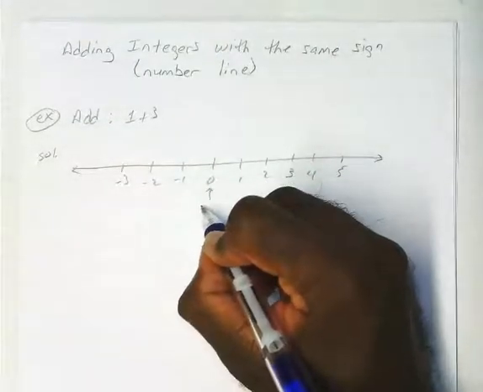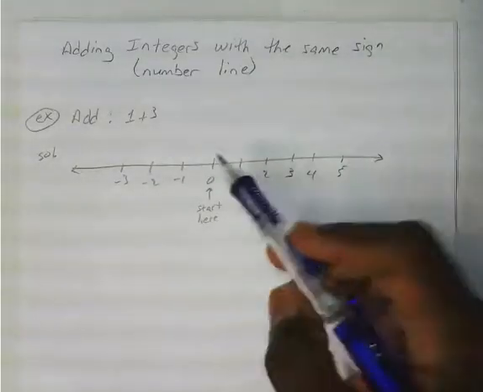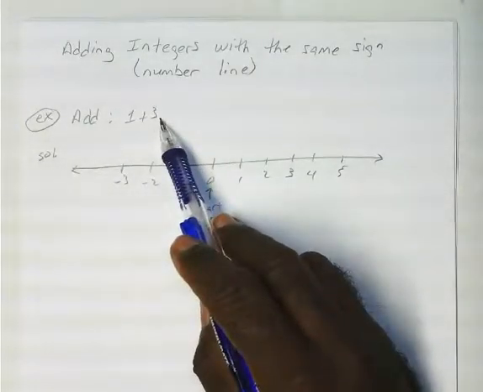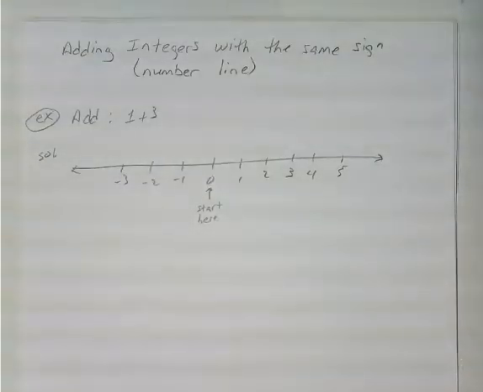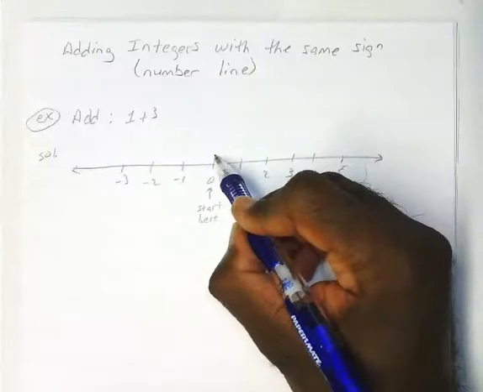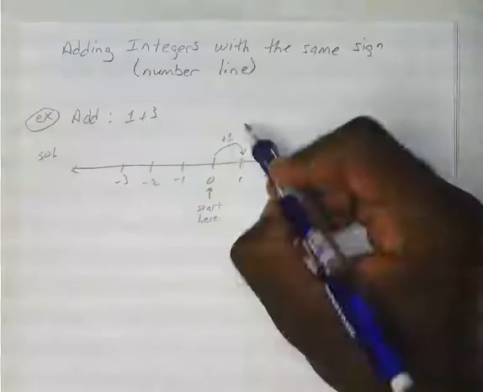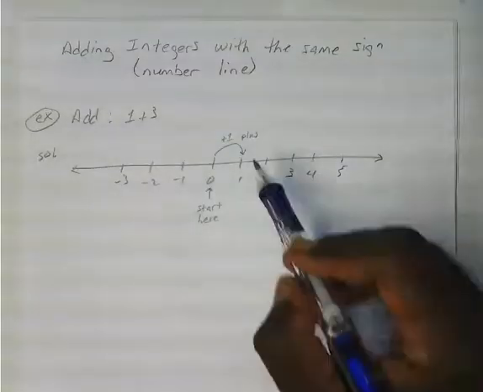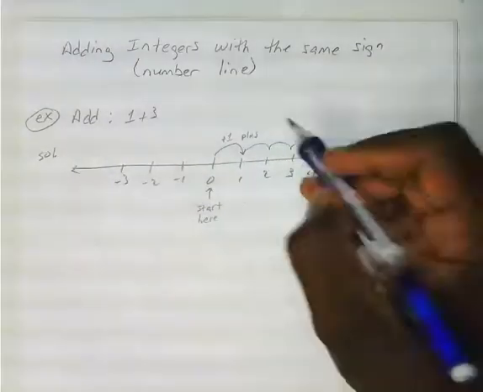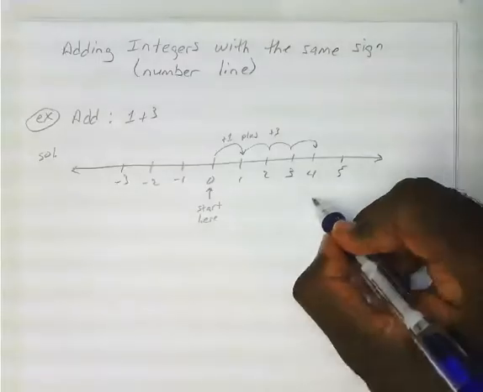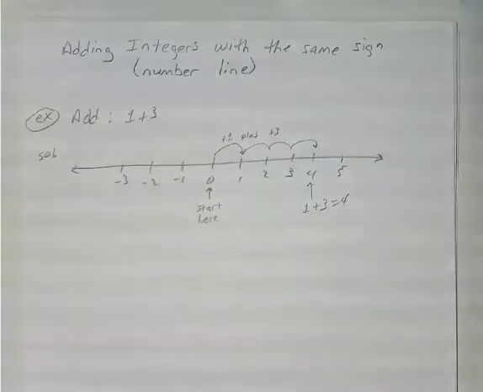Okay, so we start at 0. Okay, so starting at 0, 1 and 3, really that's just positive 1 and positive 3. We just don't worry about putting the positive down. Okay, so if we start at 0 and we go to positive 1 plus, if we go positive 3, we're going to go from there and we go an additional 1, 2, 3. And we end up right here. So 1 plus 3 gives us our 4.